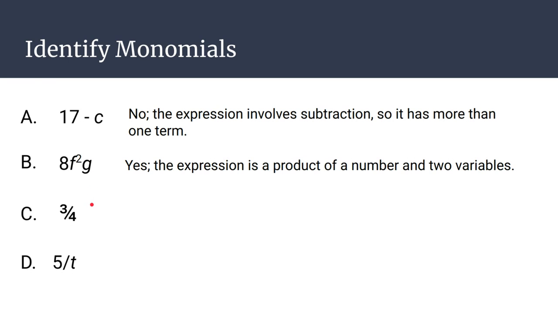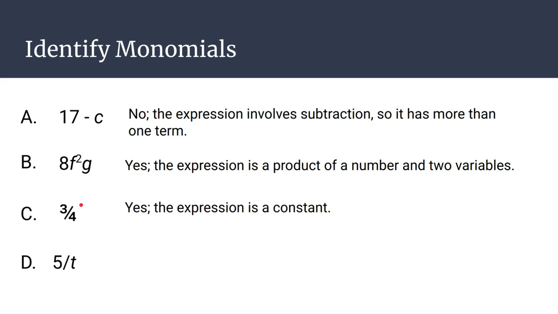Write your next example down, 3 over 4, and determine whether this expression is a monomial. And submit that into Edpuzzle. This expression is a monomial because it's considered a number. 3/4 is a number. One of our previous examples was just 12. That's a number. So 3/4 can also be written as a decimal, which is 0.75. So this is considered a monomial.